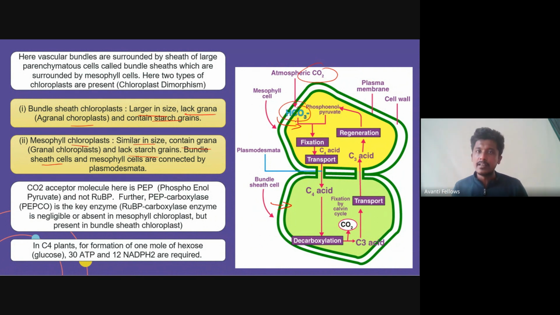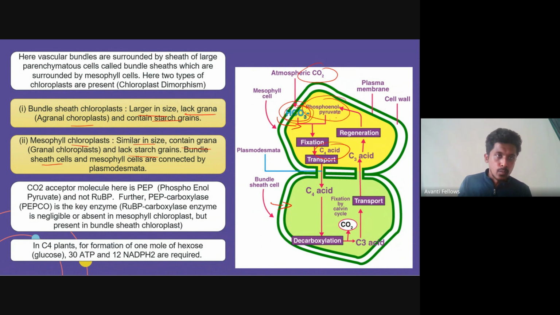Here it is converted in the form of bicarbonate. Now, this bicarbonate mixes with phosphoenol pyruvate. This phosphoenol pyruvate is used for the fixation. So the HCO3, which is a bicarbonate, combines with the phosphoenol pyruvate, which is a C3 acid, a C3 compound. When the fixation happens, it is converted into a C4 acid.